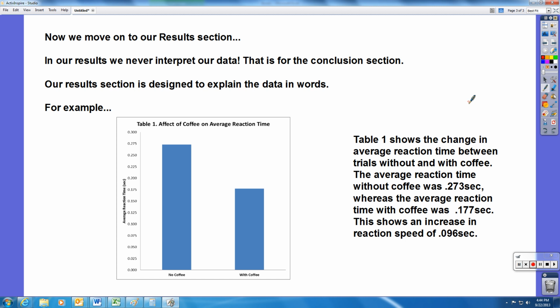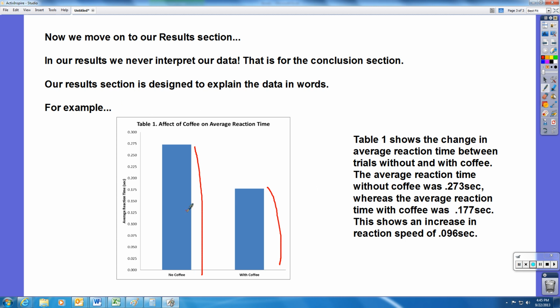So now we move on to our results section. In our results, we never interpret our data. That is for our conclusion section. You don't want to make any inferences about our data because this section is just for explaining the data in words. So we can see our data on the table. I can see that the no coffee section is higher than the with coffee section, but we want to state that in words.